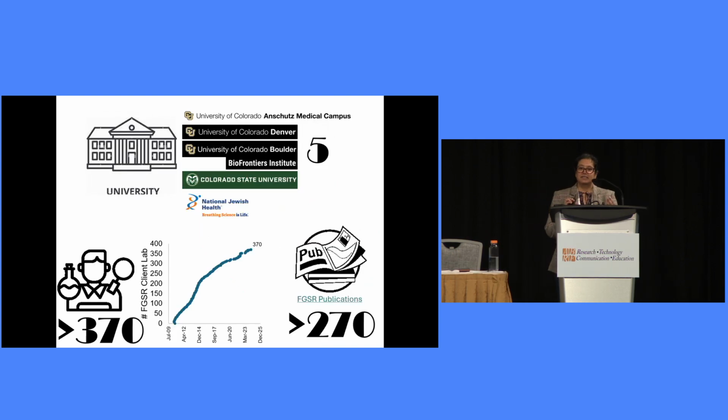So here are some metrics. We are a really small core, but we are core for 5 campuses in the state of Colorado. And we have supported research in more than 370 labs in the state of Colorado, which has resulted in more than 270 publications. So I think despite the fact that we are small, we are mighty.